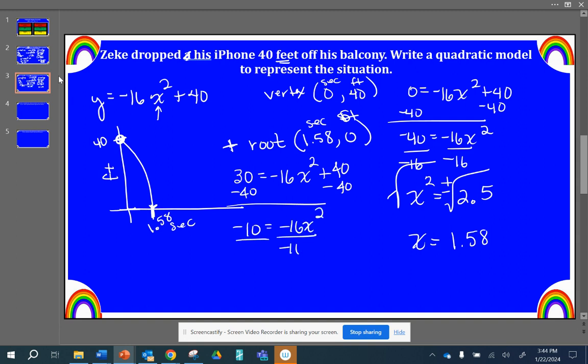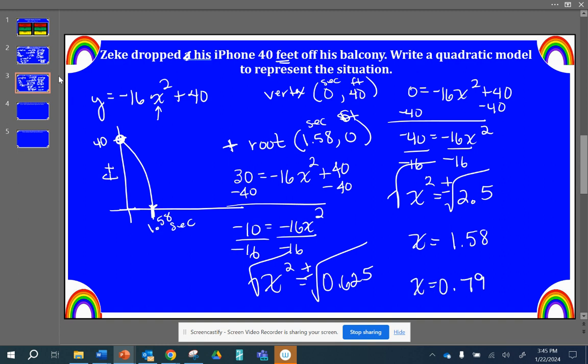Divide by -16. We get 0.625. Take the square root, positive and negative. We just want the positive root. And that gives us about 0.79. So x equals 0.79. I'll just round that to 0.8.